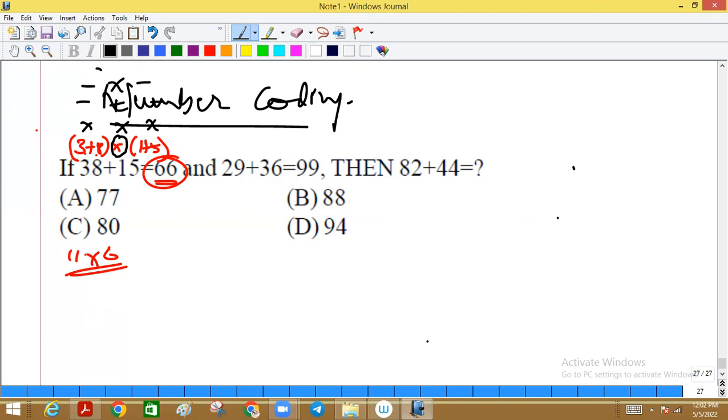See, all this type comes under easy to moderate level questions in the SSC. Now here, 82, 44. What is the answer? 8 plus 2, how much? 10. Multiplied by 4 plus 4 is 8. What is the answer? 8 is the answer, right? Next.